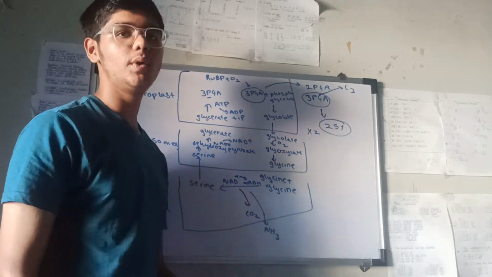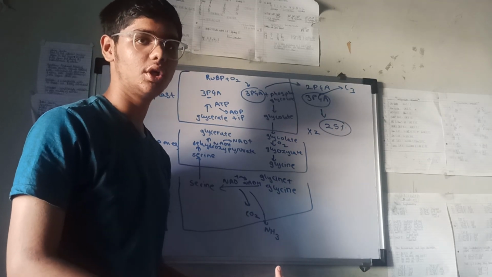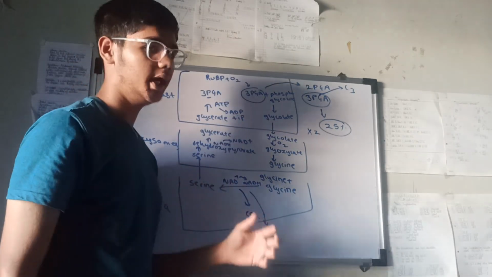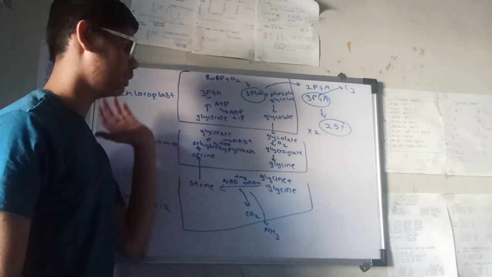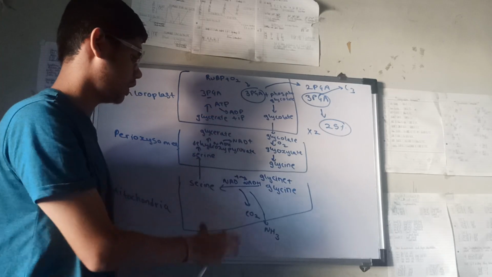And why is it a waste reaction? Because carbon dioxide is released, but it should be fixed, and here the ATP is consumed. ATP consumption is there, but there is no production. So this is all about photorespiration. You can revise this again and draw this diagram. Thank you.